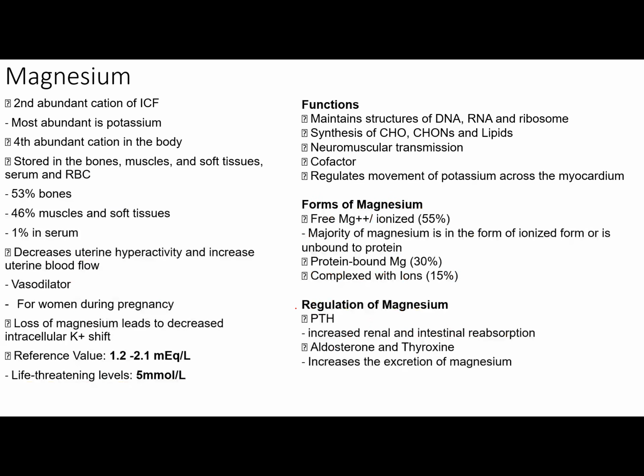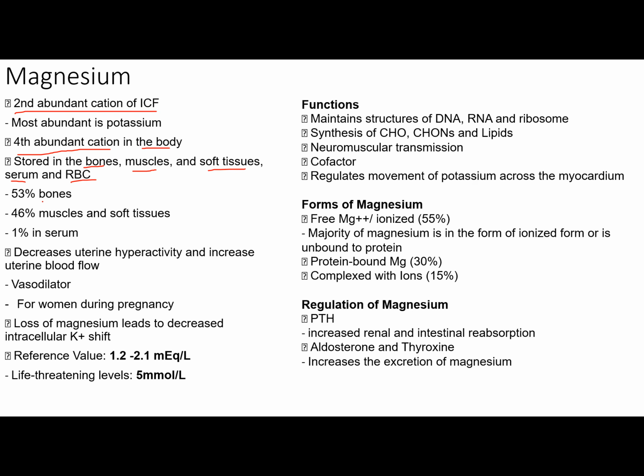Now, let's go to another electrolyte, yung magnesium nyo class. Now, magnesium is the second abundant cation of the ICF. Most abundant class is potassium. So, after potassium, si magnesium yung second abundant. This is the fourth abundant cation in the body, stored in the bones, muscles, and soft tissue, serum, and RBC.